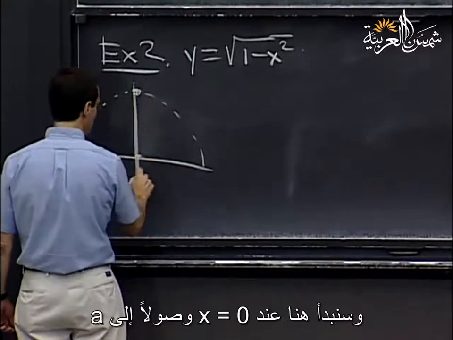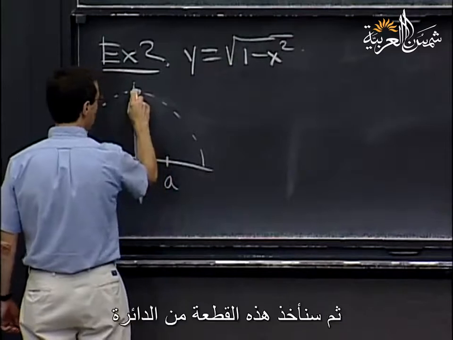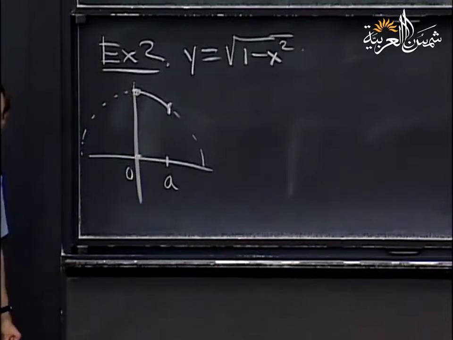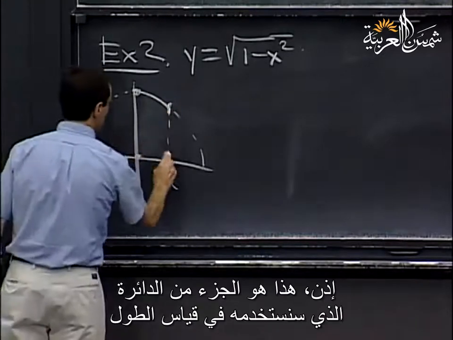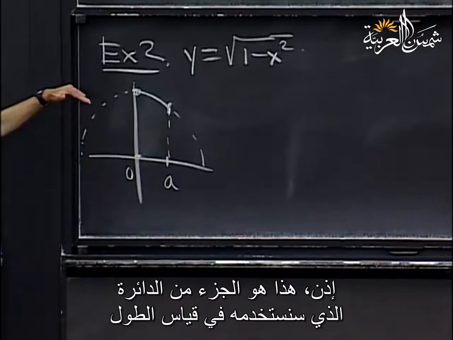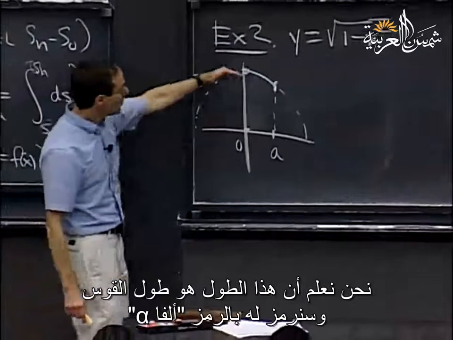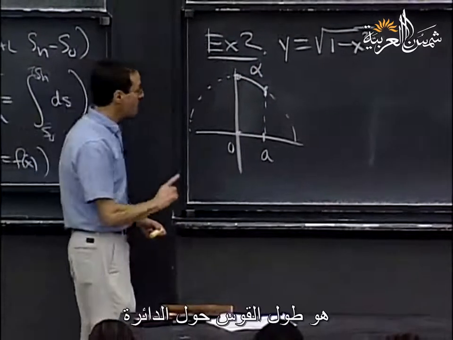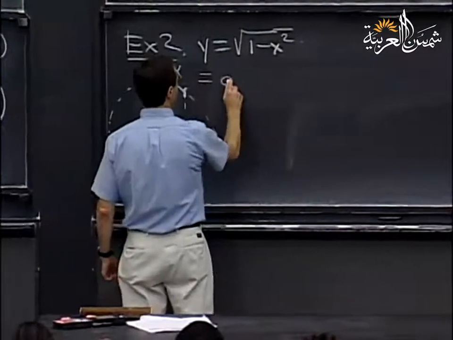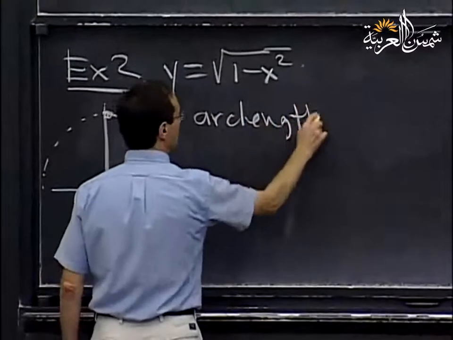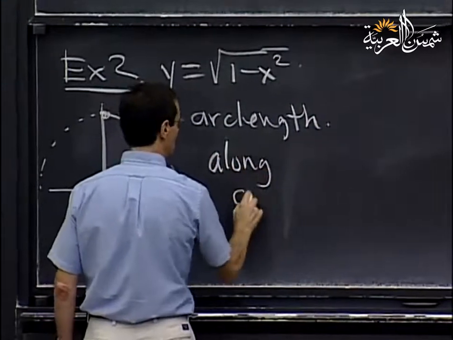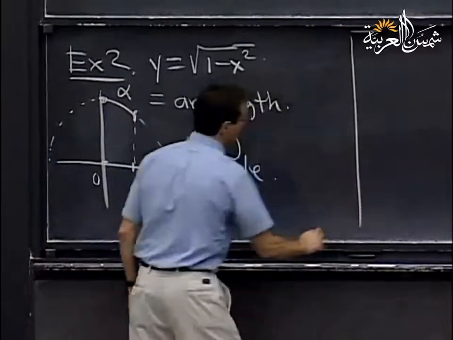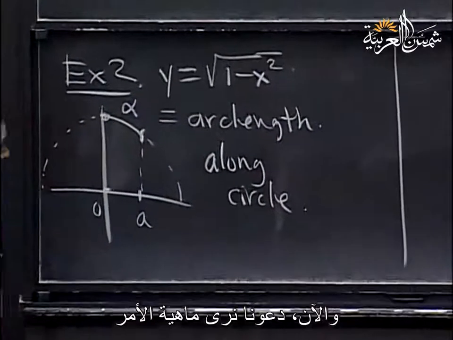We'll start it here at x equals 0, and we'll go over to a, and we'll take this little piece of the circle, down to here. So here's the portion of the circle that I'm going to measure the length of. We know that length is called arc length, and I'm going to call it alpha. So alpha is the arc length along the circle. And now let's figure out what it is.